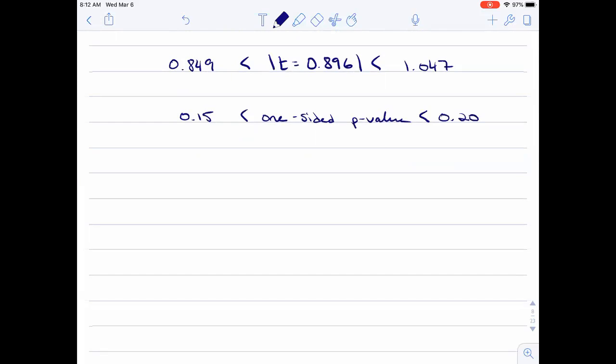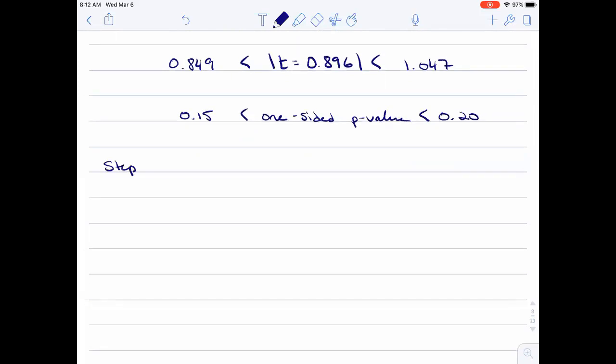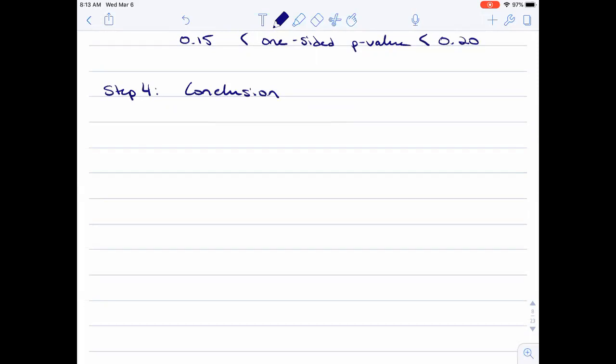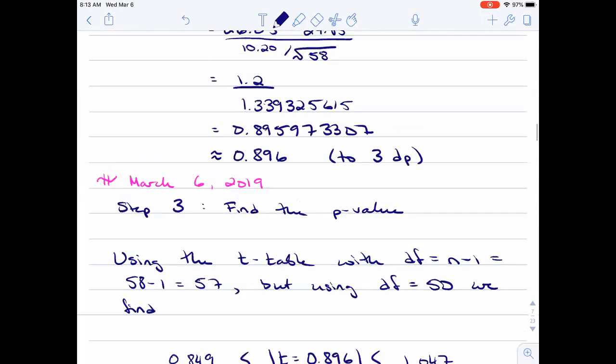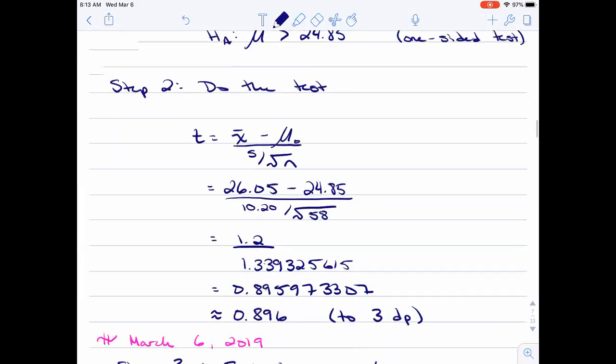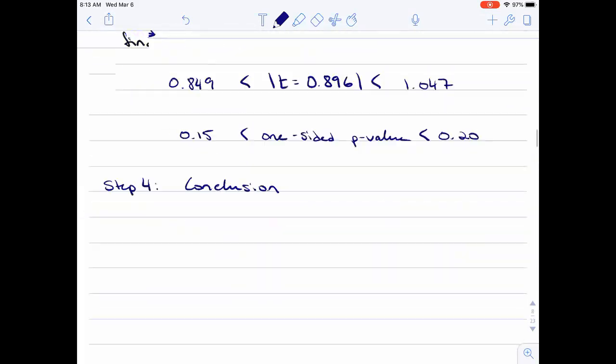Step 4 is our conclusion, which has to have 3 parts. First, we take our p-value and compare it to our alpha level. Is it less than or greater than the alpha level? I don't think it gave us an alpha level to use, so the default is 0.05.